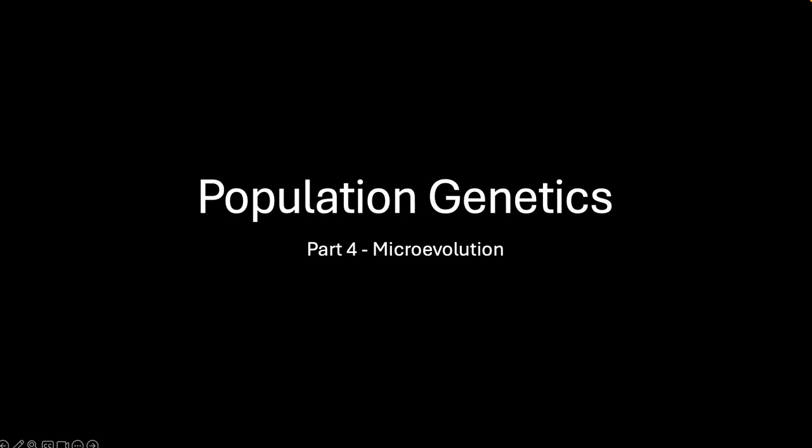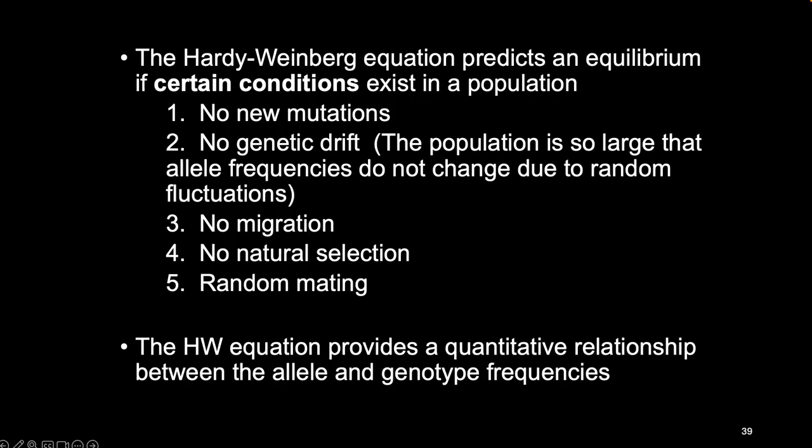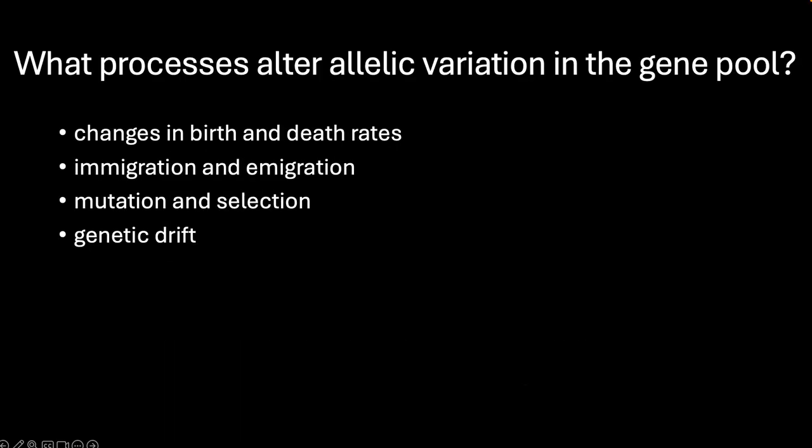This video will begin our discussion of microevolution in the field of population genetics. Recall that to test for changes in populations, we use the Hardy-Weinberg equation, which provides us with a mathematical relationship between the allele and genotype frequencies in a population under the conditions listed here. Also recall that almost no populations ever meet these criteria, and thus Hardy-Weinberg only serves as a null model to measure changes in allele and genotype frequencies within populations.